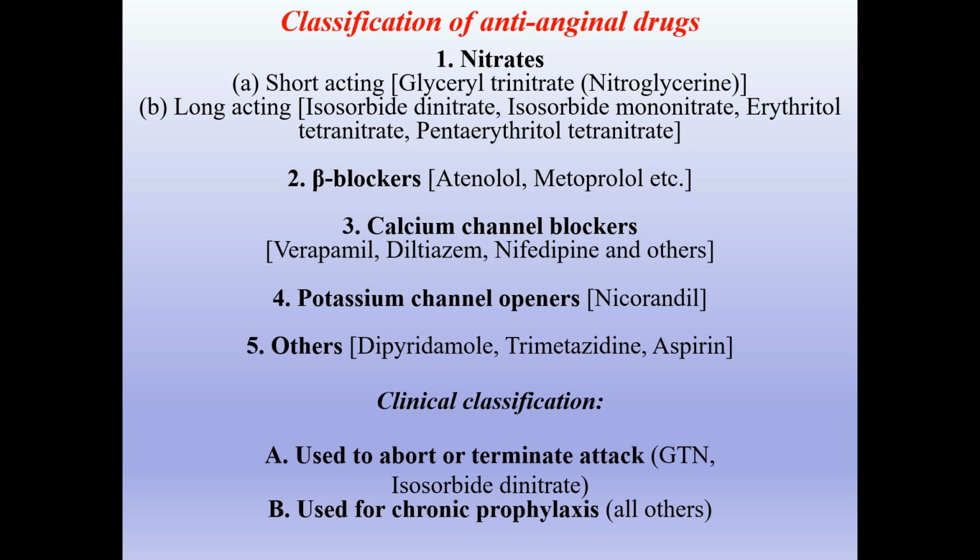Classification of anti-anginal drugs. First group is nitrates. They are subdivided into short-acting, for example, glyceryl trinitrate or nitroglycerin, and long-acting: isosorbide dinitrate, isosorbide mononitrate, erythritol tetranitrate, pentaerythritol tetranitrate. Second, beta blockers: atenolol, metoprolol, etc. Third, calcium channel blockers: verapamil, diltiazem, nifedipine, and others. Fourth, potassium channel openers: nicorandil. And fifth, others: dipyridamole, trimetazidine, aspirin.